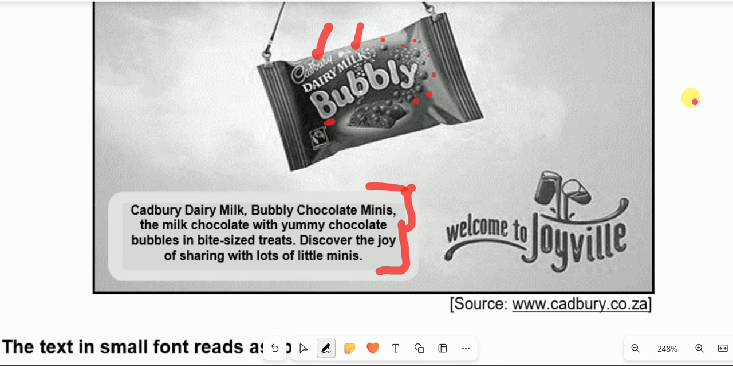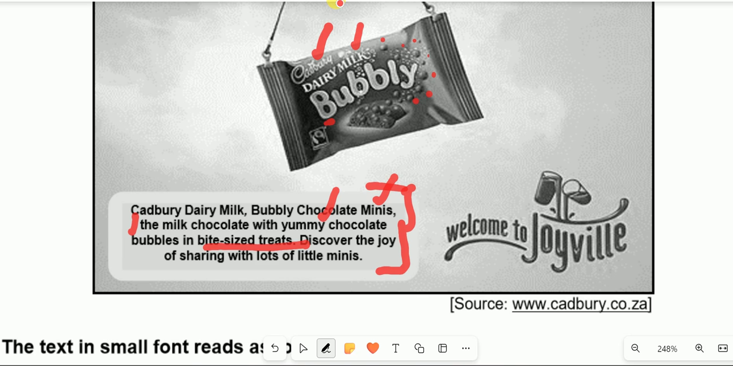Cadbury Dairy Milk Bubbly Chocolate Minis, the milk chocolate with yummy chocolate. The word yummy means it's very delicious. Bubbles in bit-sized treats. Remember, bit-sized means small amount, and then already it correlates with the word minis, right? And then we've got another word, bubbles. And when we were analyzing the chocolate's wrapper, we indeed saw bubbles. Remember, visual literacy is all about the skill to interpret what you see.